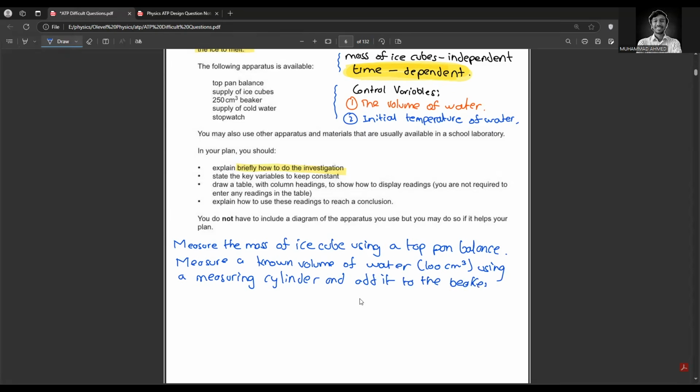Simple. Then what will you say? You can say pour the ice cube, drop the ice cube, or you can say place the ice cube inside the beaker. Start the stopwatch.